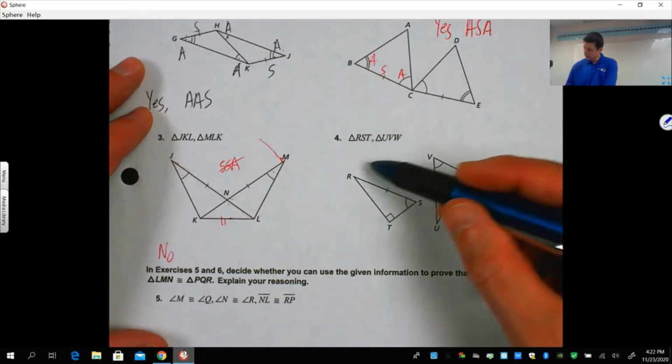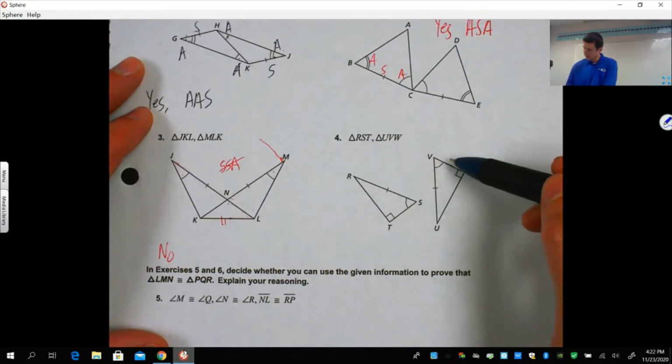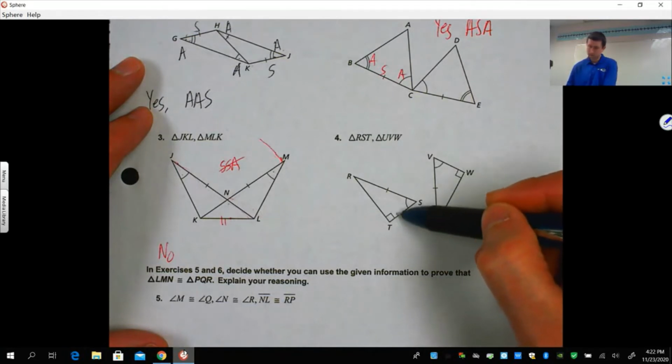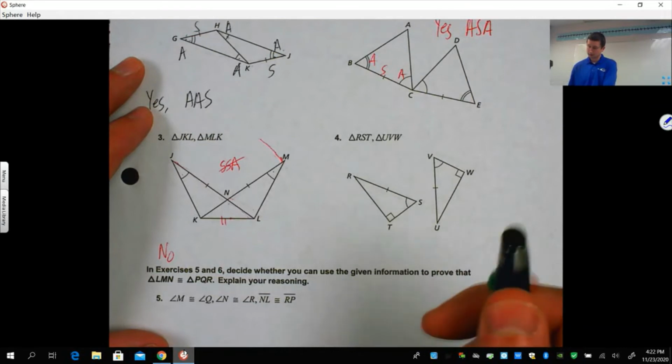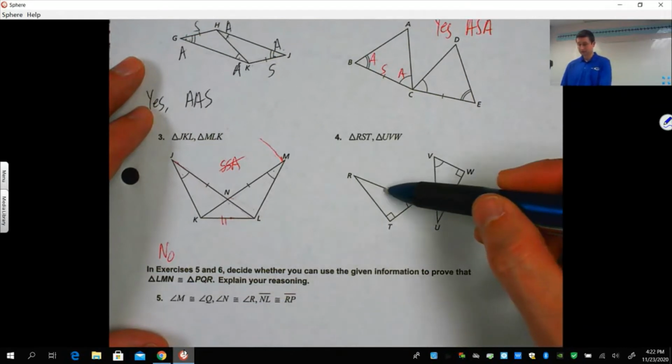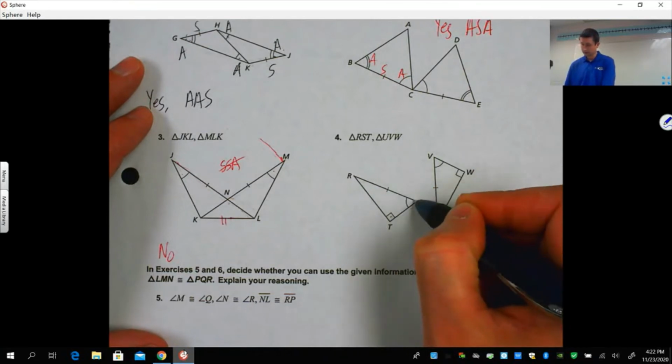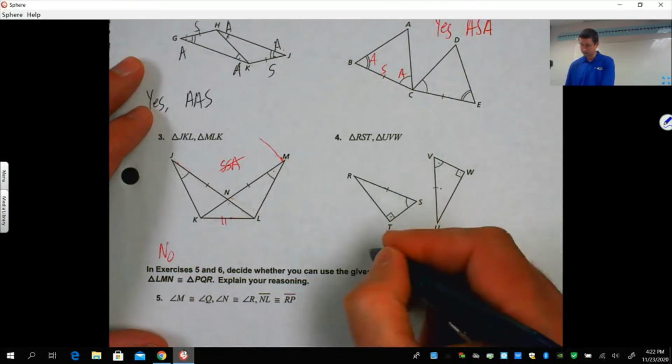RST and UVW. So we have this right triangle. Whenever you look at a right triangle, you want to think about hypotenuse leg, but you don't know anything about the legs. So I do have an angle, angle, side.